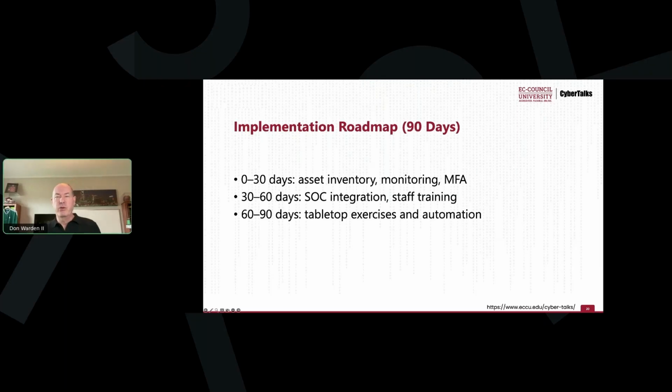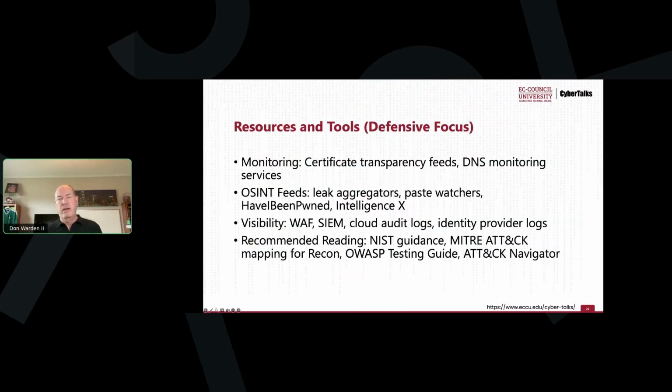So here are some resources and tools, like I said. So for the monitoring side, make sure that you have the CT feeds, the DNS monitoring services. You can use Censys, Shodan, SecurityTrails, etc. Google has mandatory CT logs now that they utilize. On the OSINT feeds, you can look at Have I Been Pwned, Intelligence X, GitGuardian, etc. to see if there's been any type of leaks.